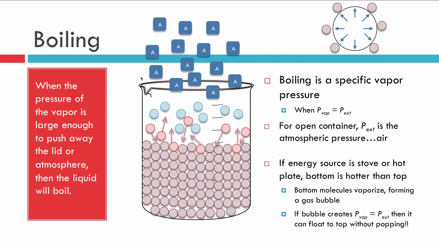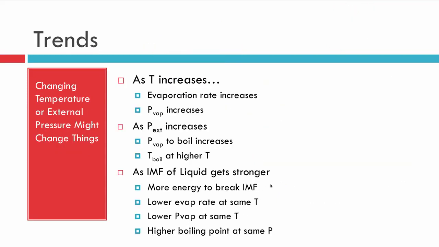So boiling is quite interesting. It's the ability for the vapor pressure to push away whatever external pressure there is in the system. That external pressure could be the atmospheric pressure, in our case air, and we see these little bubbles that start to form during the boiling process because the heat source just happens to be at the bottom. So just recall that as the temperature increases, we notice that an evaporation rate will increase, and therefore our vapor pressure increases. As the external pressure outside increases, we would need a larger vapor pressure to boil. And therefore the temperature at which we would boil, because to increase the vapor pressure we have to increase the temperature, the boiling point would also increase.